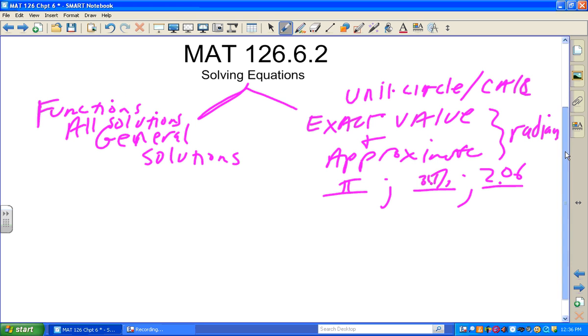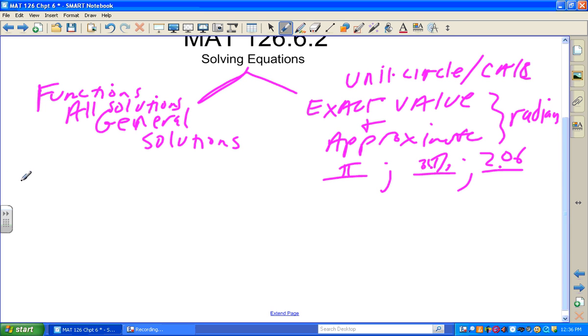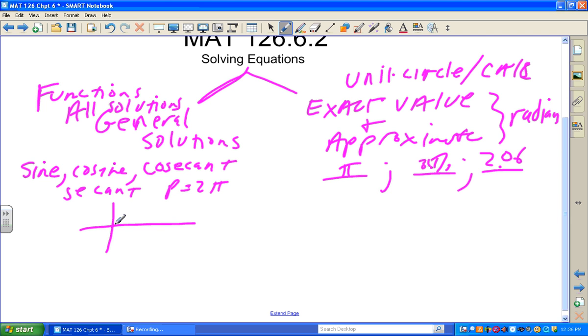If you remember, the following graphs had periods of 2 pi. Sine, cosine, cosecant, and secant all had periods of 2 pi. That meant the graph repeated every 2 pi radians, and the solutions went on and on and on. So for instance, if I take pi from this side and I'm applying it to a general solution problem, you'll be able to tell by the question how it's phrased.